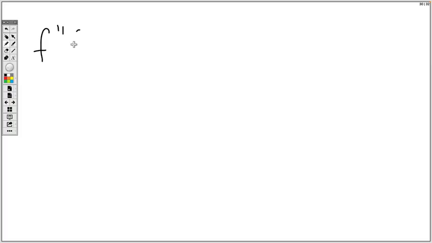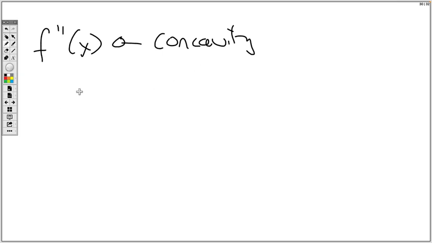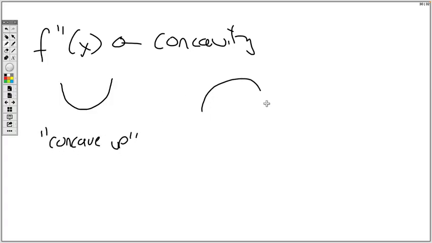So the second derivative is going to tell us about what's called concavity. All right? So concavity comes in two different flavors. You've got this is what they call concave up. This is what they call concave down. So let's look at what the slopes are doing in a concave up situation versus a concave down situation.